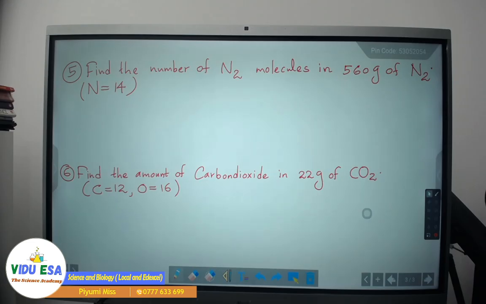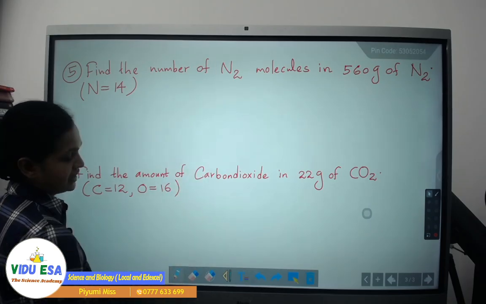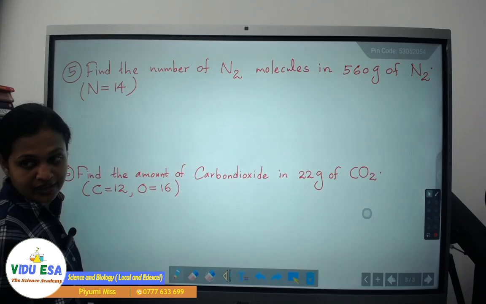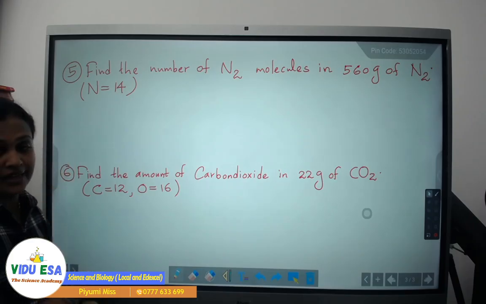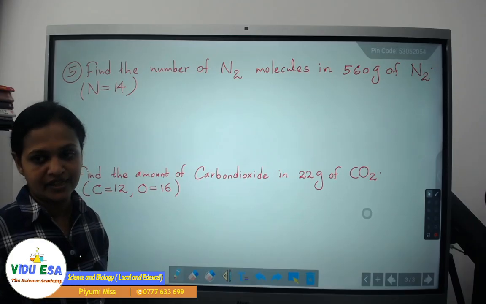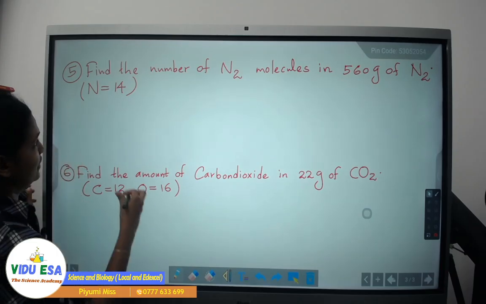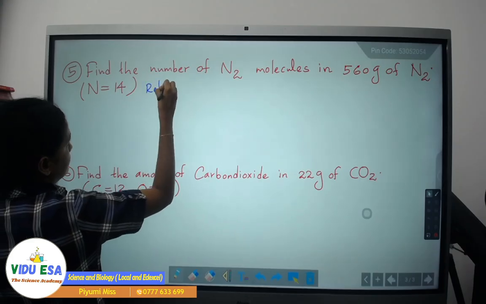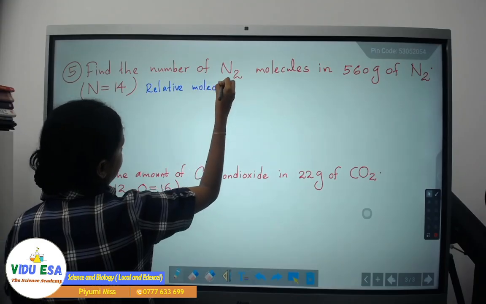Okay. We'll discuss. Find the number of nitrogen molecules. Look, N2, nitrogen exists as a diatomic gas. Nitrogen exists as N2, in 560 grams of N2. So you are given the relative atomic mass. Nitrogen N equals 14. Right? And we have to find the relative molecular mass of N2. Relative molecular mass.